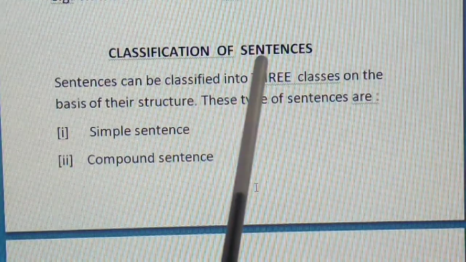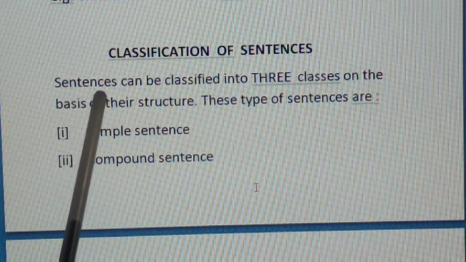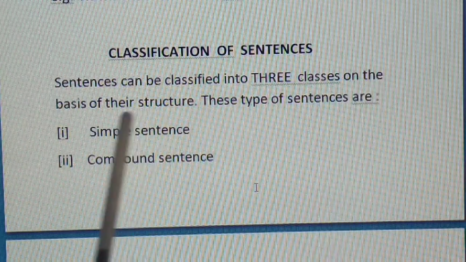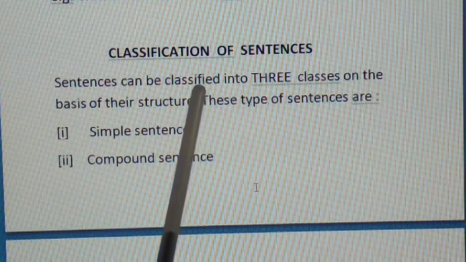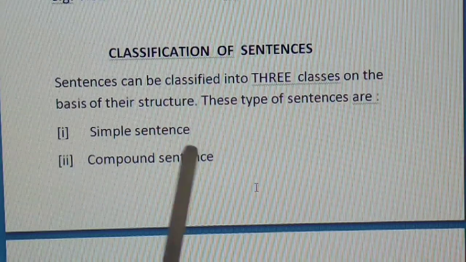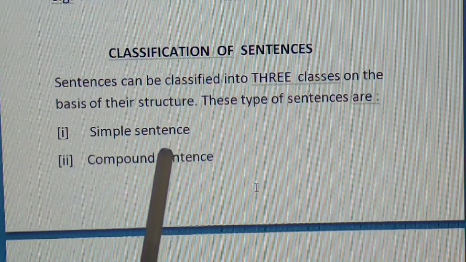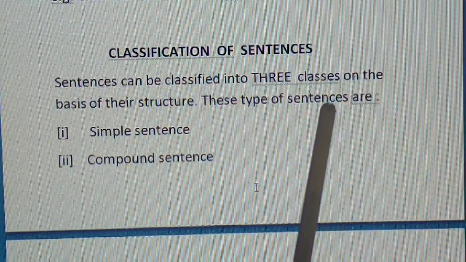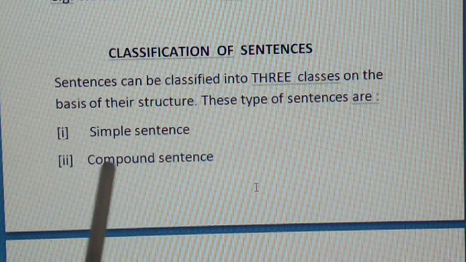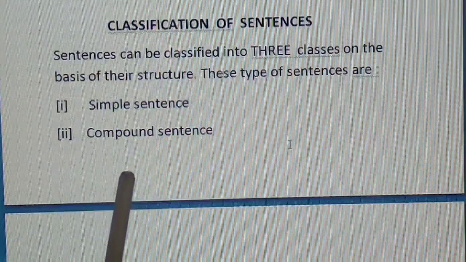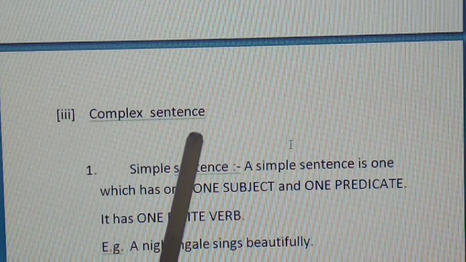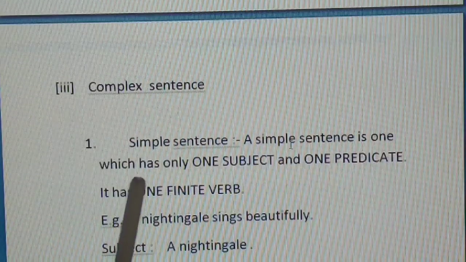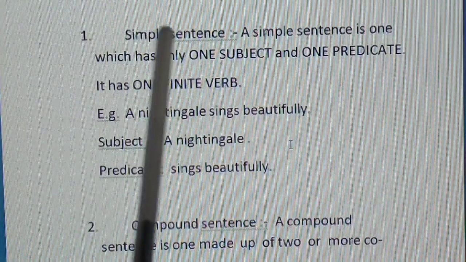Now let's look at the classification of sentences. Sentences can be classified into three classes on the basis of their structure. Right? On the basis of structure. Structure ke base pe sentence ko three classes mein classified kiya gaya hai. These types are, kaun kaun se types hai? First, simple sentence, compound sentence, and the third is complex sentence. First of all, we will define simple sentence.